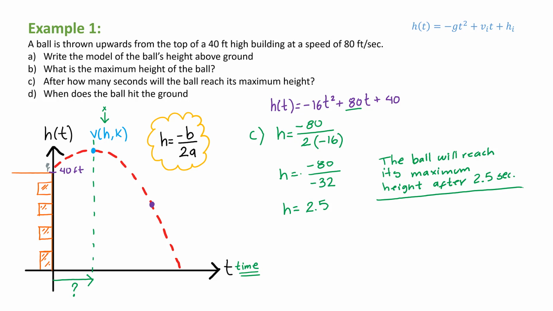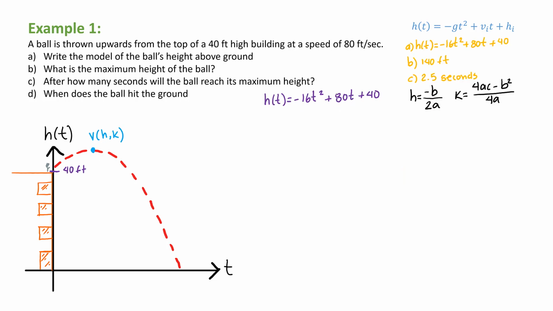Now let's solve the last question, D. I kept on the right side of the board the answers of the first 3 questions and the formulas to calculate the coordinates of the vertex, h and k. Letter D says, when does the ball hit the ground? It's missing a question mark here. We know that the ball hits the ground at the end of the parabola. And since it's ground level, we know that the height here is 0.